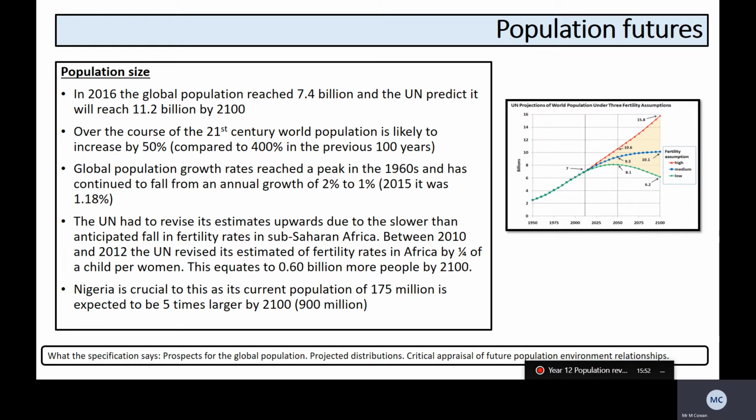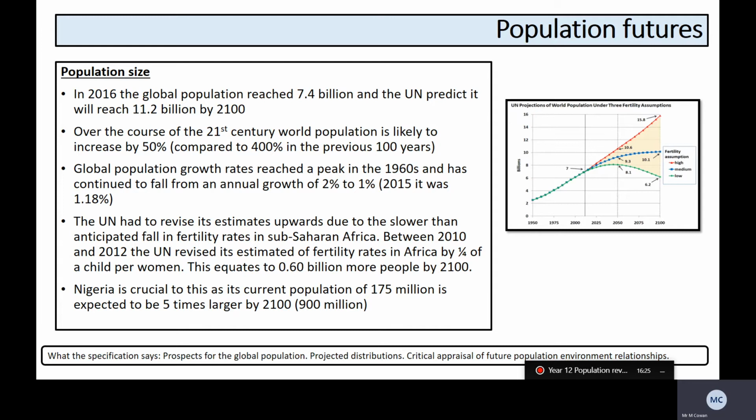And the UN has therefore revised its estimates upwards due to the slower than anticipated fall in fertility rates in sub-Saharan Africa. There's lots of cultural reasons why those fertility rates have remained very high. It says here that between 2010 and 2012, the UN revised its estimate of fertility rates in Africa by a quarter of a child per woman. And this equates to 0.6 billion more people by 2100.